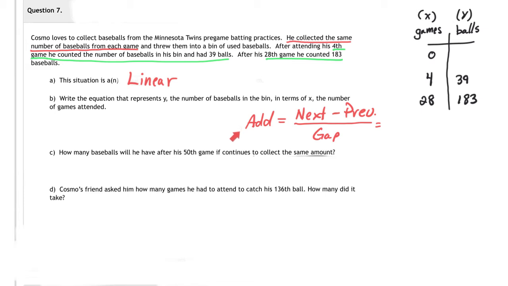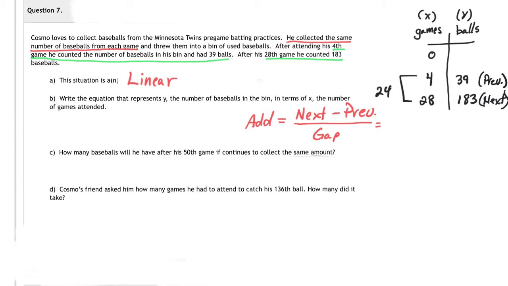So we'll use this formula. Adding is equal to next minus previous divided by the gap. Now, to finish that next part, we have to figure out, first of all, what is next and which is previous. The next is this term right here, and the previous is this term right here. And then the gap is the distance between the two coordinates. So there's a distance of 24 units between both of those.